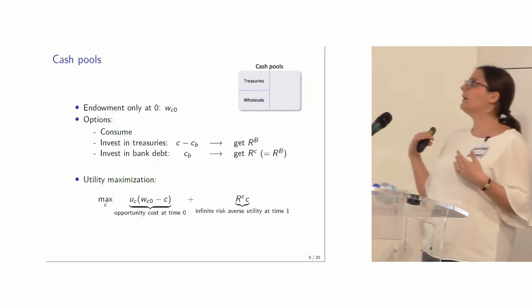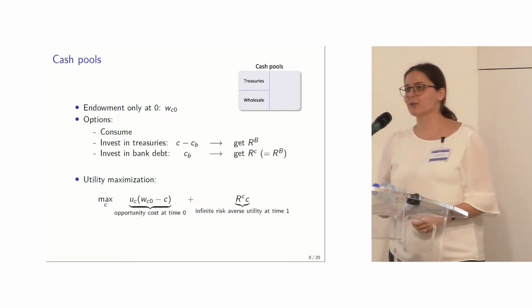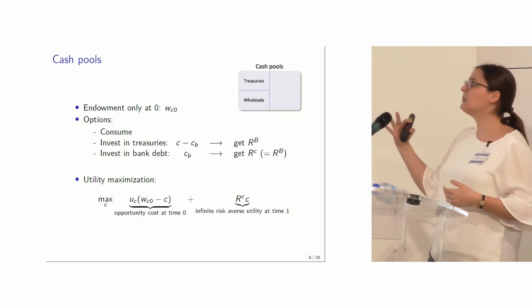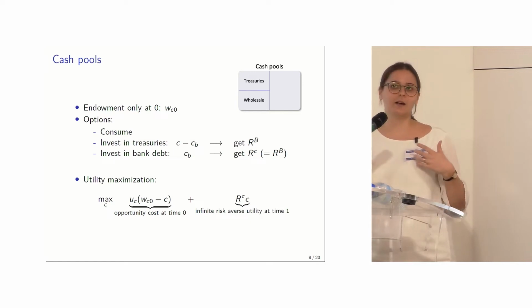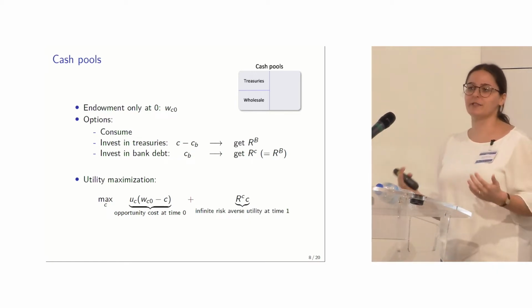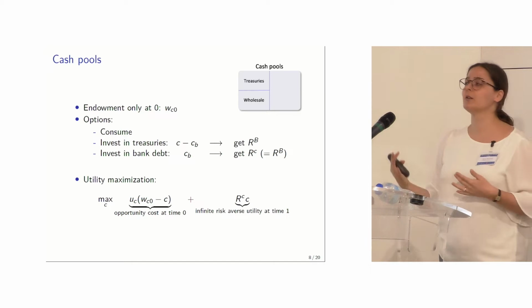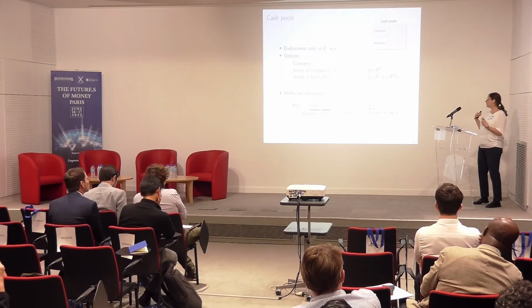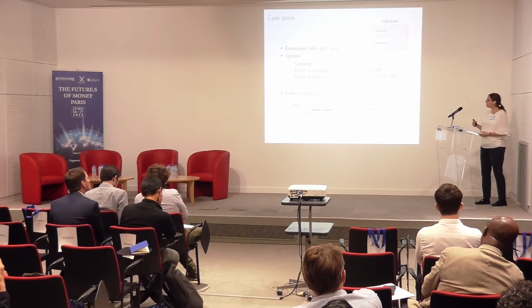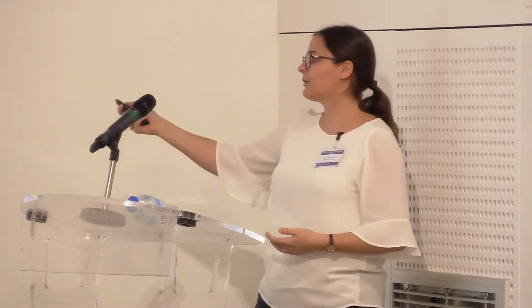Cash pools also need to consume. So what they do is they invest in short-term debt, basically. They have the possibility to invest in treasuries. And for example, if there are not enough treasuries in the economy, if there is a shortage of safe assets, they can resort to bank debt. They're also infinitely risk averse, and they maximize their consumption.